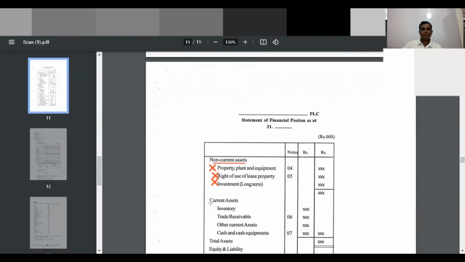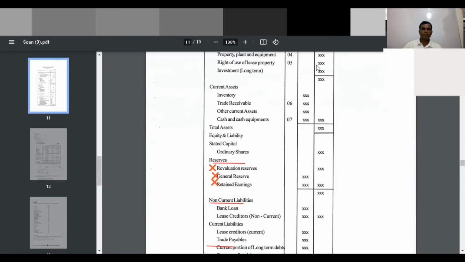Then look at the next title. Current assets. Then inventory, trade receivables. It is not debtors, trade receivables. Other current assets. Then cash and cash equivalents. Treasury bills, and then bank balance. All these are cash and cash equivalents. Then you see the total assets. This is how you have to prepare the sketch of the financial statement. Total assets.